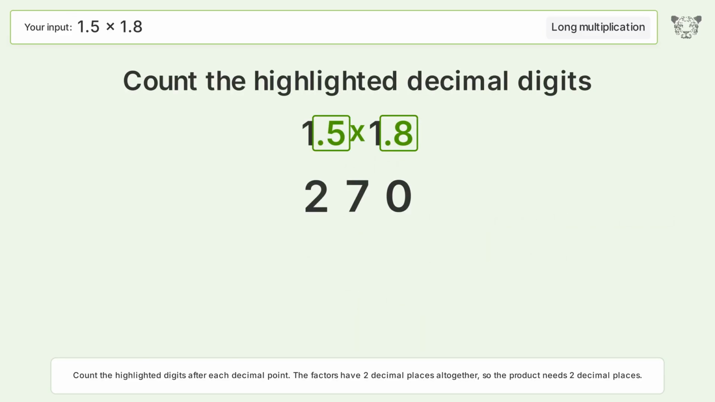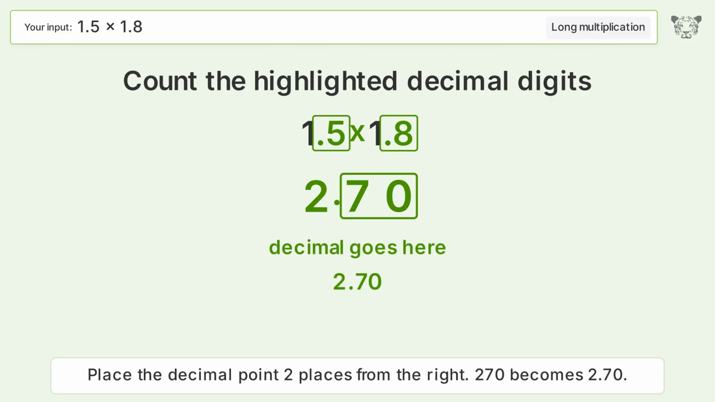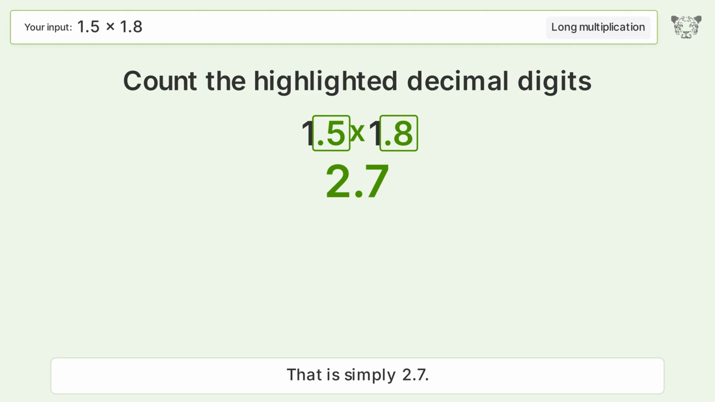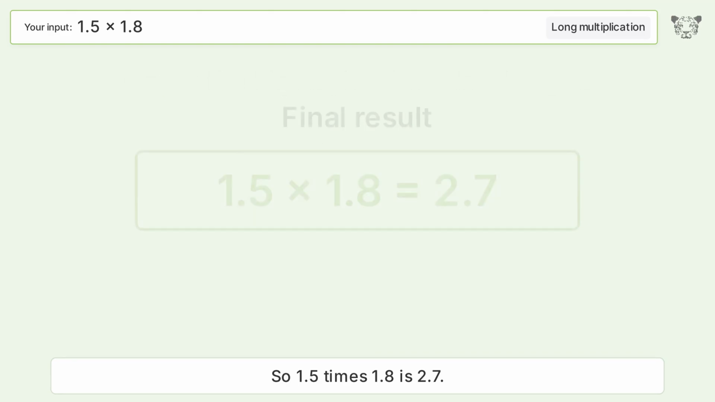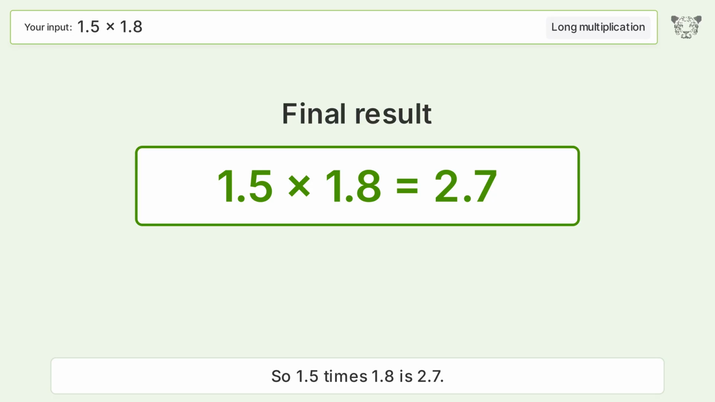Count the highlighted digits after each decimal point. The factors have 2 decimal places altogether, so the product needs 2 decimal places. Place the decimal point 2 places from the right. 270 becomes 2.70. That is simply 2.7. So 1.5 times 1.8 is 2.7.